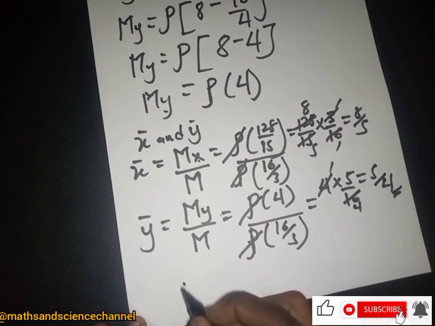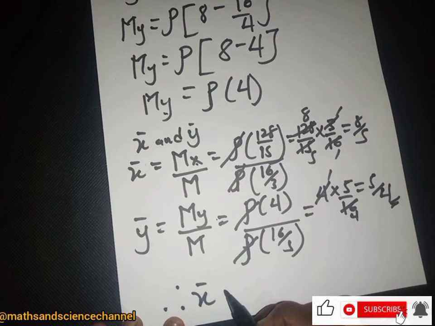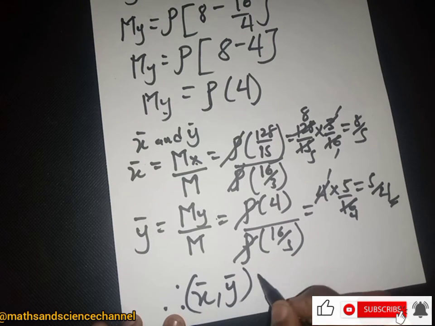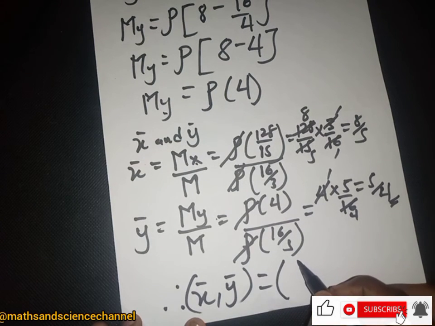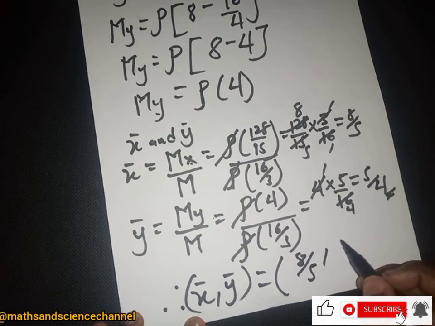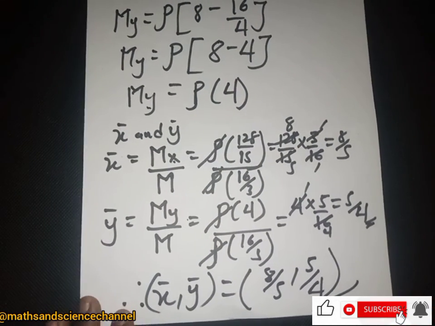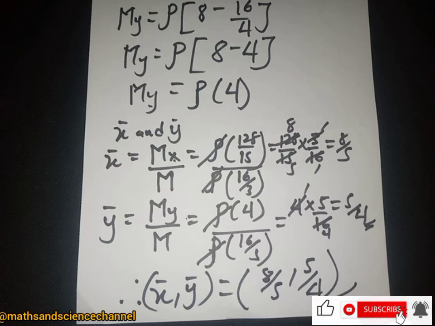And therefore we can conclude that the center of mass of the particle, x and then y here, is given by the x here we had 8 over 5 here, and the y here is just 5 over 4 here, right? So that will be it, and that will be the center of mass of the particle.